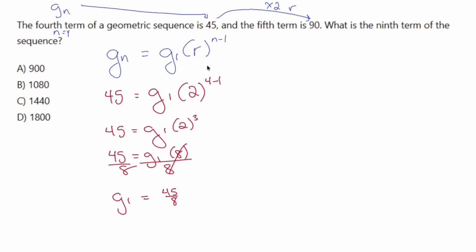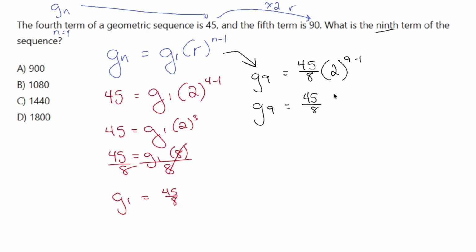Now let's take that information and plug it back into our geometric sequence equation to find the ninth term. So g sub 9 is going to equal g sub 1, which we just found to be 45 over 8, times the common ratio, which is 2, to the 9 minus 1 power. So g sub 9 equals 45 over 8 times 2 to the 8th. G sub 9 equals 45 over 8 times 256.